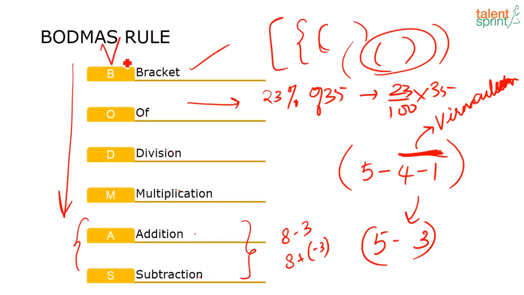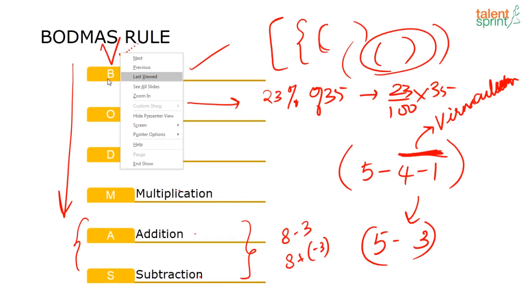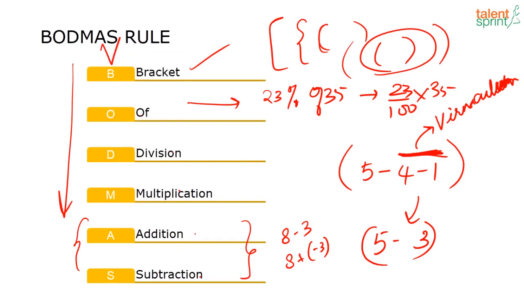So whatever is under the vinculum will be solved first, then you go to the brackets, then of, then division, like that. I hope the BODMAS rule is clear to all of you. Always keep the BODMAS rule in mind when you solve a question. Now let us solve 1 or 2 questions using this BODMAS rule and see.